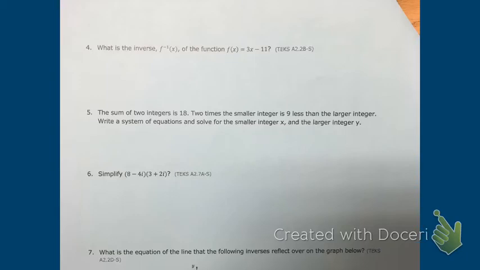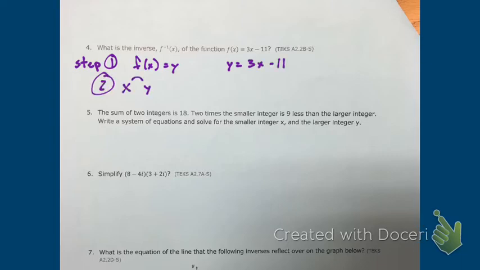For number 4, with the inverse, we haven't done this in a while, but if you remember your steps for inverses, step 1, we need to replace f of x with y. Remember, f of x is the same thing as y, so whenever we rewrite this, this f of x is now going to become y equals 3x minus 11. Step 2, we need to switch your x and your y variables. That's what makes it an inverse. It's like an evil twin opposite.